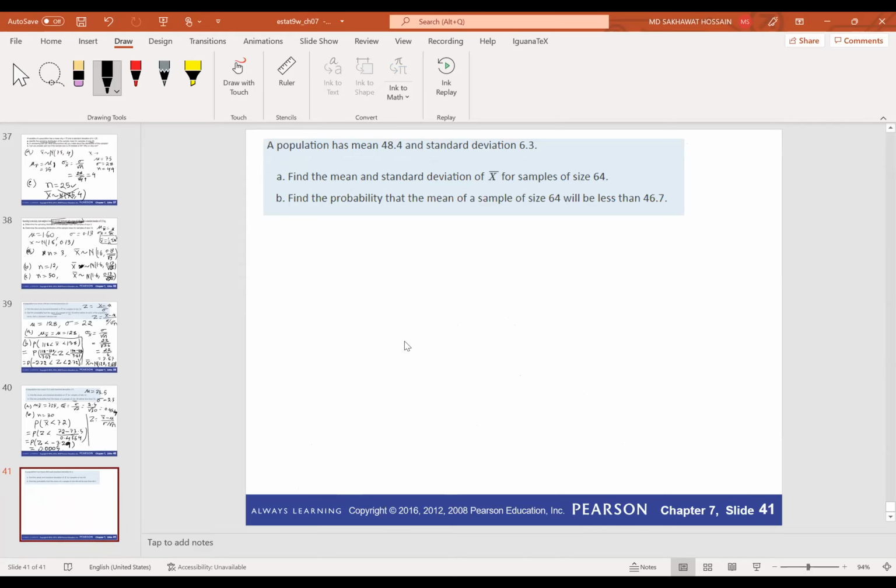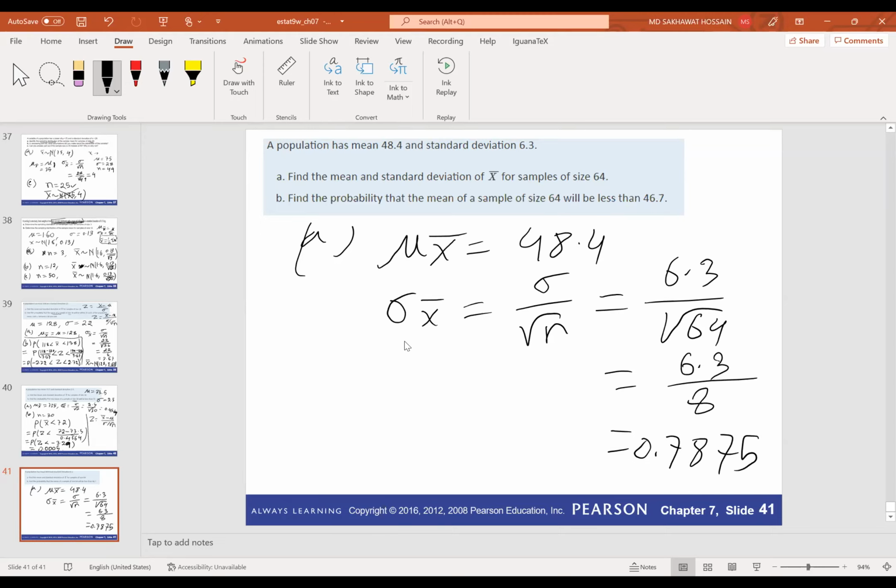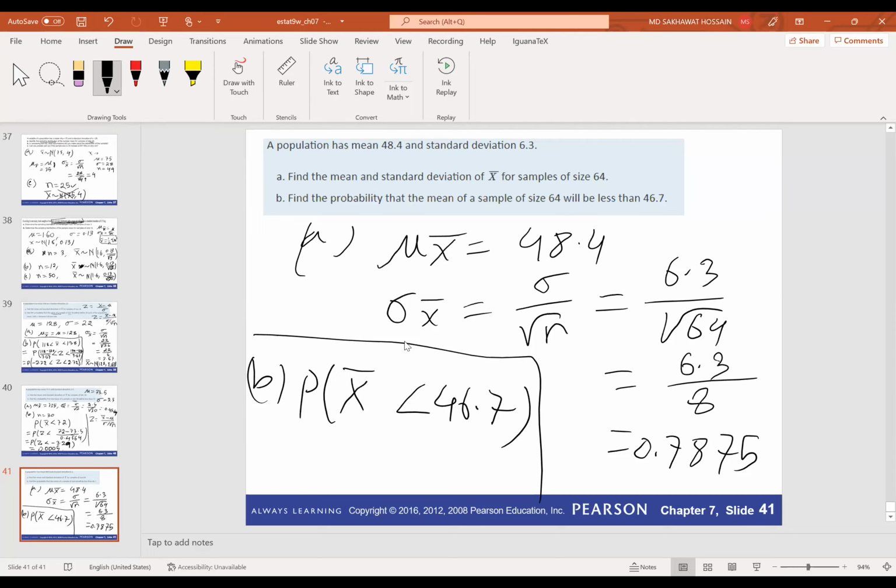Okay, so we have one more problem here, and this is a similar type of problem. A population has mean 48.4 and standard deviation 6.3. In part A, we have to calculate mu X bar, which is 48.4, and sigma X bar, which is sigma over square root of n. So that's 6.3 over square root of 64, which is 6.3 over 8. So 6.3 divided by 8 will be 0.7875. And in part B, we have to find the probability of X bar less than 46.7. So you need to calculate the Z score and then look at the Z table, and you will get the probability.